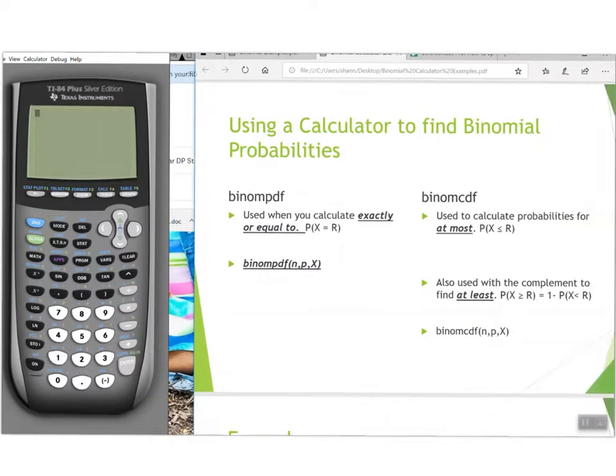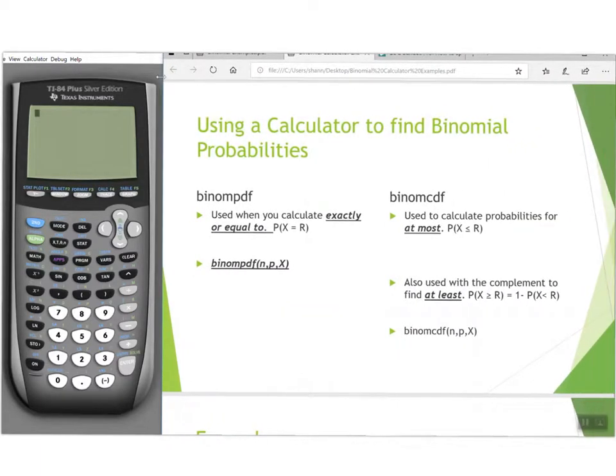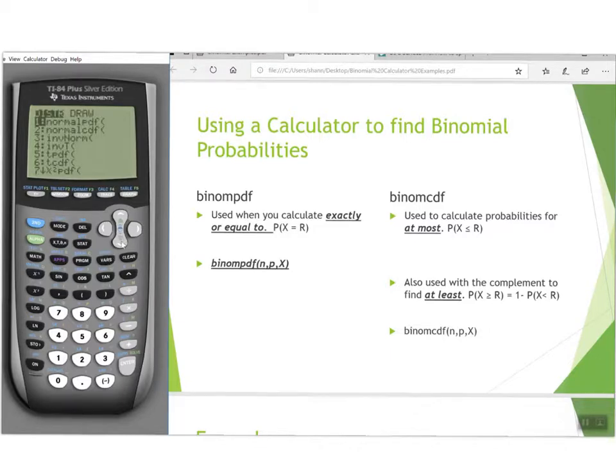Discuss how to use a calculator to find binomial probabilities. In your calculator, we need to find the binomial function. It's located under second, and then you hit the bars key. And notice above that is DISTR, which stands for distribution. Here are all your probability distributions. We're going to find the Binomial Pdf and the Binomial CDF.